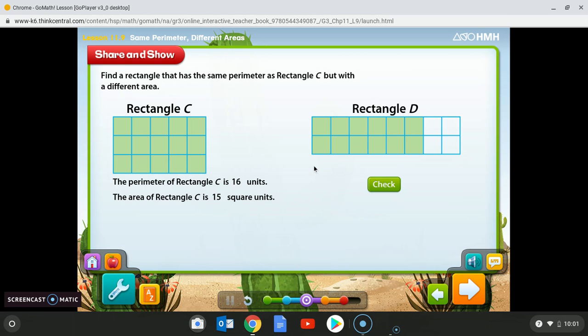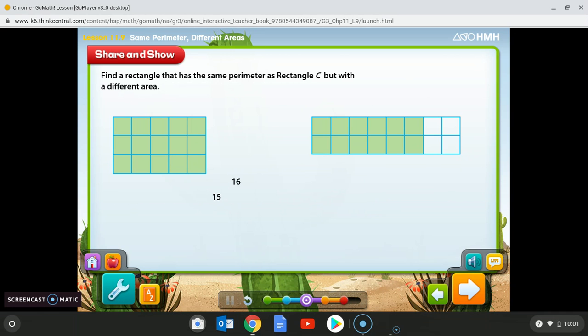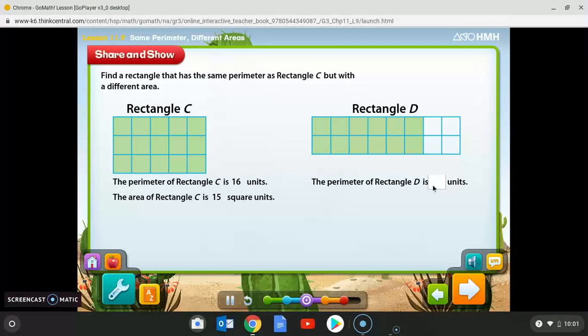I can check this by adding the sides. 2 plus 2 is 4. 6 plus 6 is 12. 12 plus 4 is 16. So I'm correct. Is this a different area? The rectangle D has 16 units as the perimeter. So what is my area? I can do this one of 2 ways. I can count them individually, or I can stretch my thinking and I can do the formula for area, which is length times width. 2 times 6 is 12.